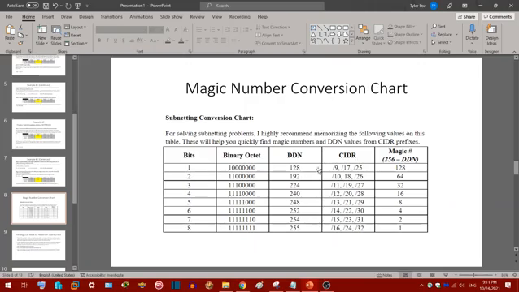That will help you quickly figure out which magic number you need based on the subnet CIDR mask you receive.